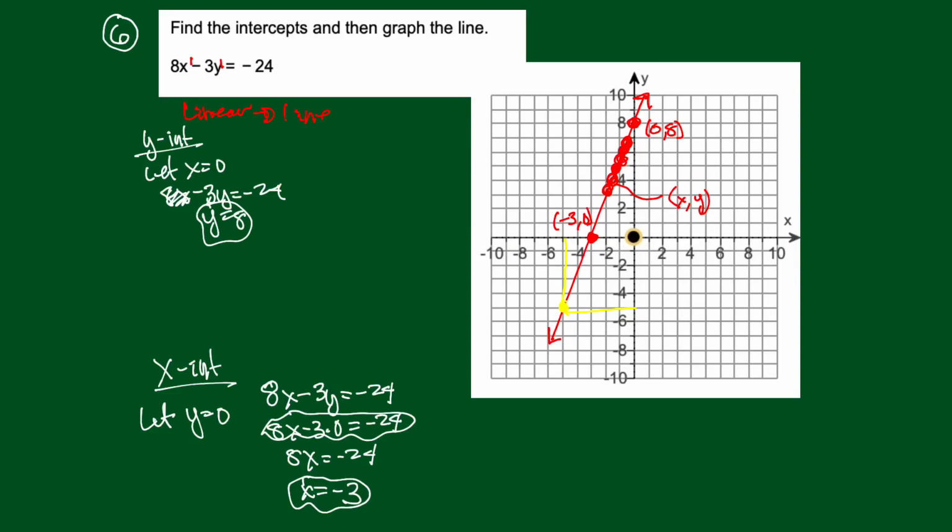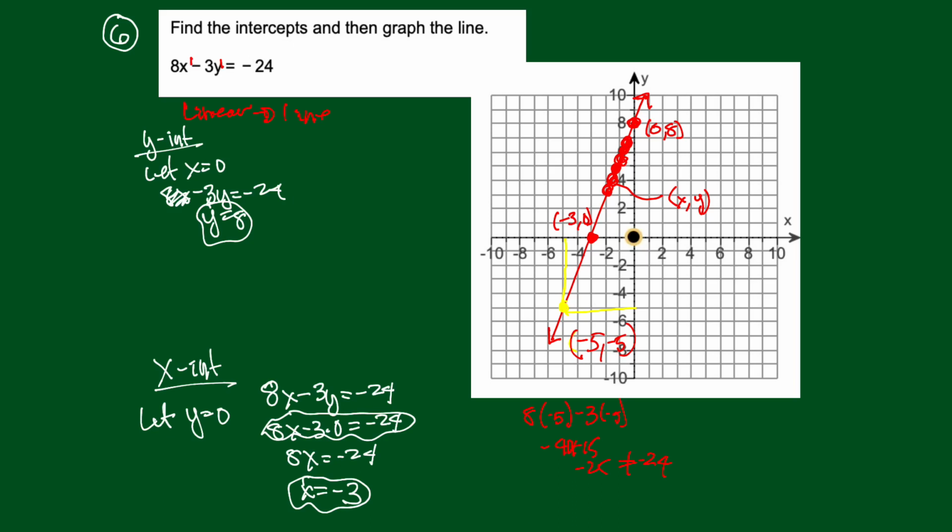Okay, if I was to take that point, now you can't even see that. Let me try again. If I try -5 and -5, if I put that into the equation, I'll get 8 times -5 minus 3 times -5. Now that gives me -40 plus 15, that's -25, not equal to -24. So that point is not really on the line. It's close, but it's not on the line.